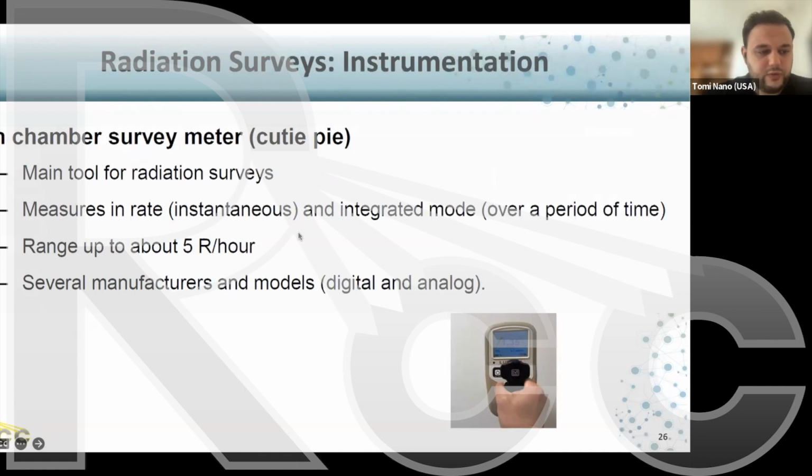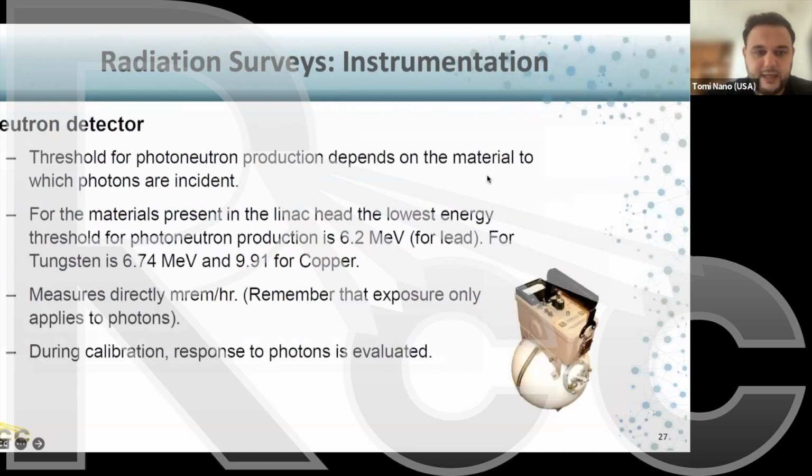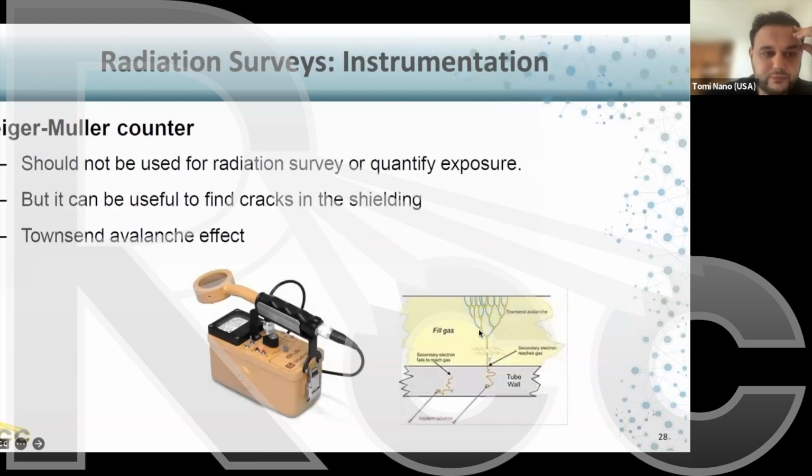Okay, so very quickly over the instrumentation. We have a survey meter, which is an ion chamber, and it measures an instantaneous exposure rate. Here's just an example of that. The other survey meter that is important is a neutron detector. This is important for detecting photoneutrons. And here are the activation energies for different materials in the Linac head in terms of photoneutron production. That's also a very useful survey meter to have.